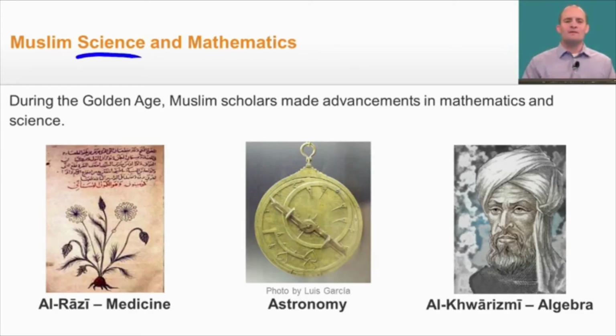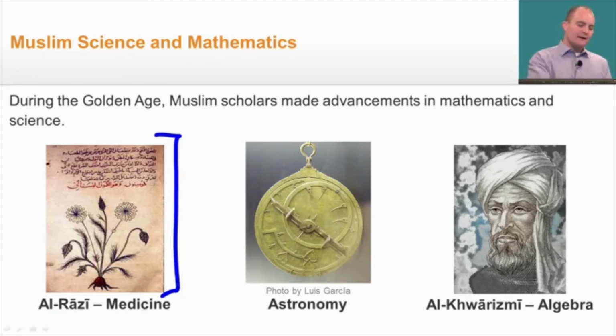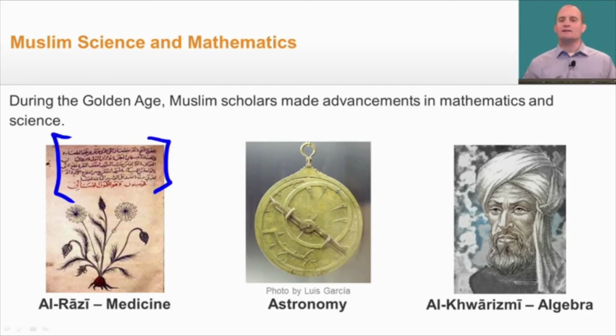For example, in science and mathematics. And there were huge numbers of achievements in these different fields. The first is Al-Razi, who made a number of advancements in medicine. And you can see right here is actually a page from an herbal medicine guidebook where you can see a plant or an herb that would be used for medical purposes. And you can possibly see the description or the directions at the top.